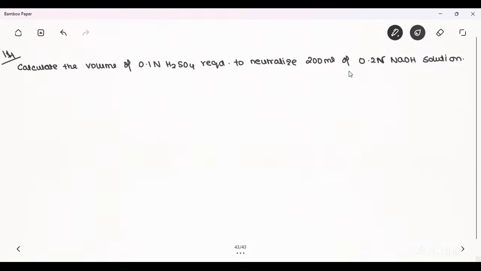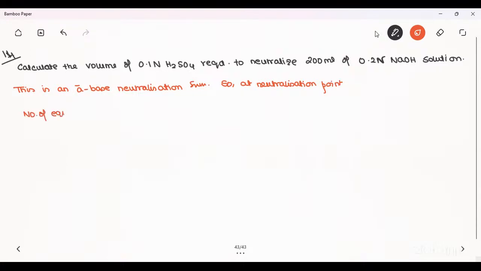It is an acid-base neutralization reaction. So at the neutralization point, remember, the number of equivalents of acid will be equal to the number of equivalents of base.